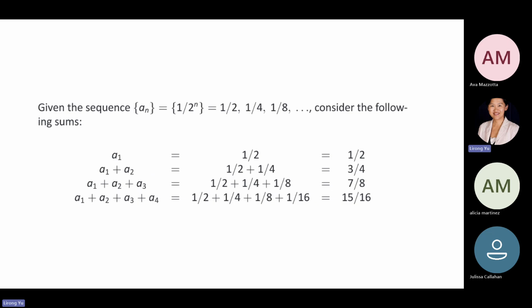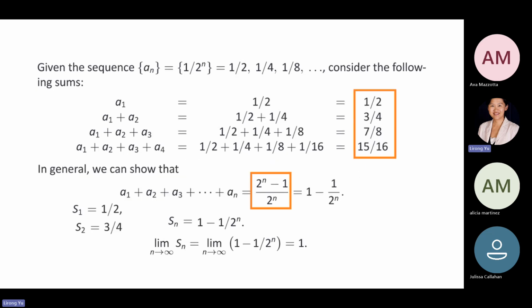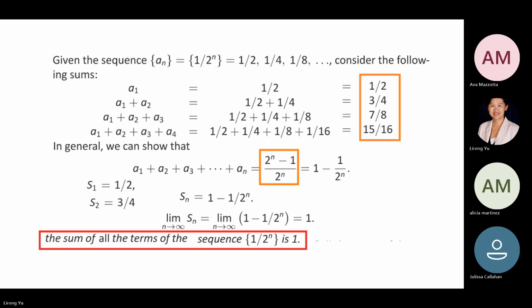Right, so we start with this example and look at the partial sum: adding one number, adding two numbers, adding three numbers, adding four numbers. And we observe some pattern and realize the summation of the first n numbers has a formula, 1 minus 1 over 2 to the n. And then the limit value when n goes to infinity equals 1, which means if we add up the infinite numbers in this sequence, we have a total summation of 1. That's the summation of all the terms in the sequence.